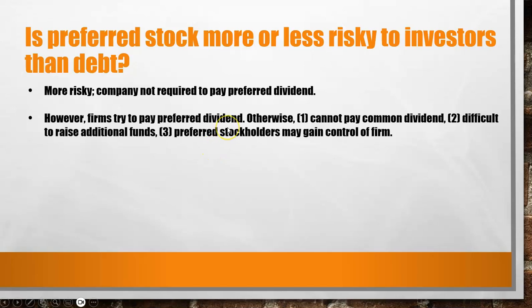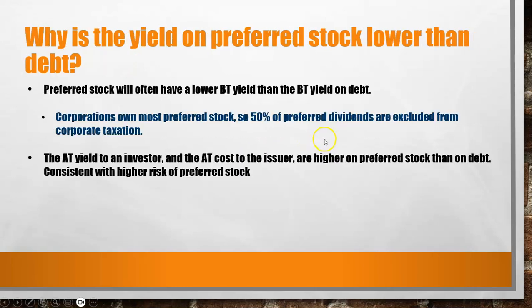And remember, a few weeks ago, we talked about the order of what happens when a company goes into bankruptcy. Debt was near the top, where preferred stocks were after we paid a whole bunch of people. So it's riskier. Firms do try to pay preferred dividends, especially before common dividends. And depending on the type of preferred stock you have, preferred stockholders may gain control of the firm.